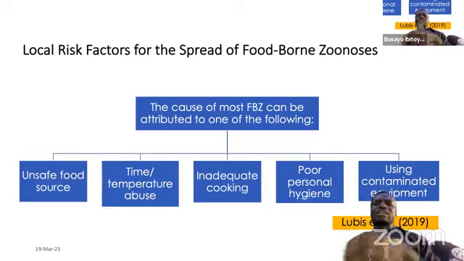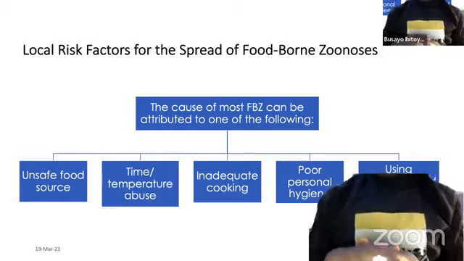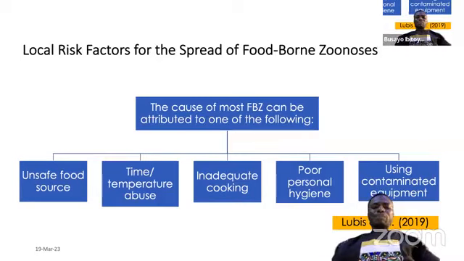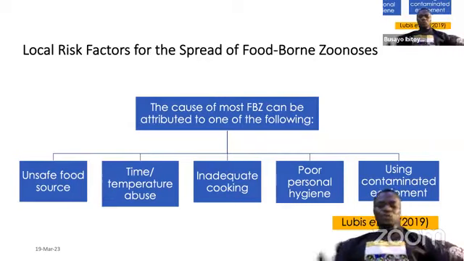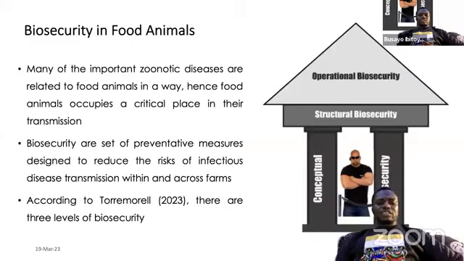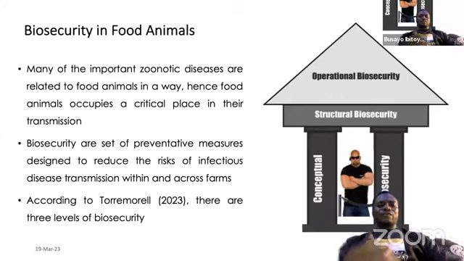Using contaminated equipment. Many times you see people using the same knife to prepare raw food, raw meat, or raw chicken, and still use the same unwashed knife to cut cooked food. All these habits can increase or facilitate the spread of foodborne zoonoses in the community. Biosecurity in food animals.